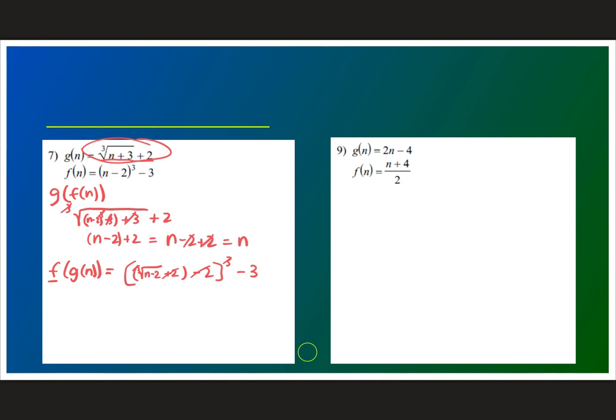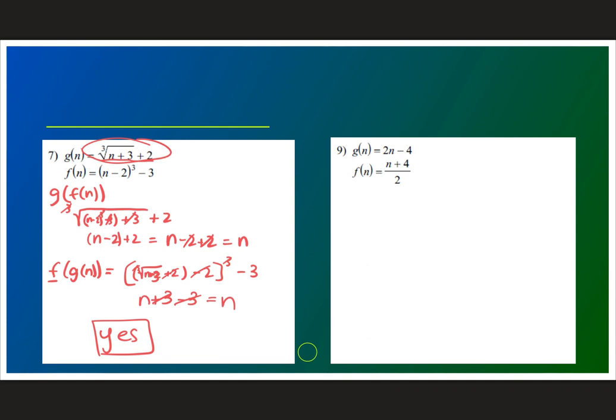So I've got, one of these is wrong. This should be n plus 3. So here I've got n plus 3, sorry, and then minus 3. So I wrote that down wrong. And then the plus 3 and minus 3 cancel, and I'm left with n by itself. So I'm going to say yes, they are inverses.